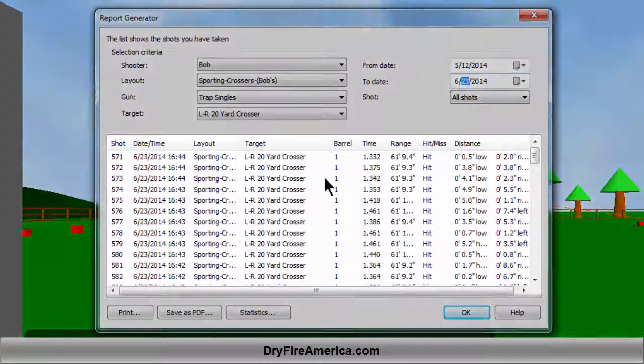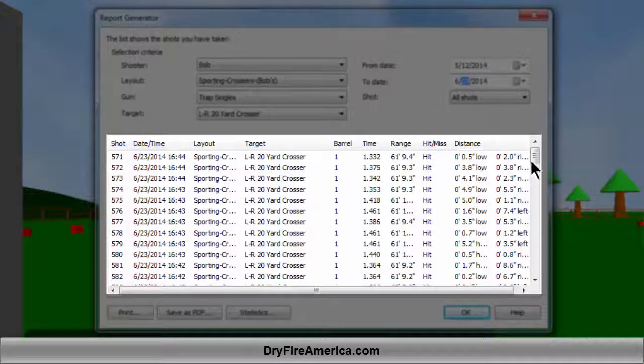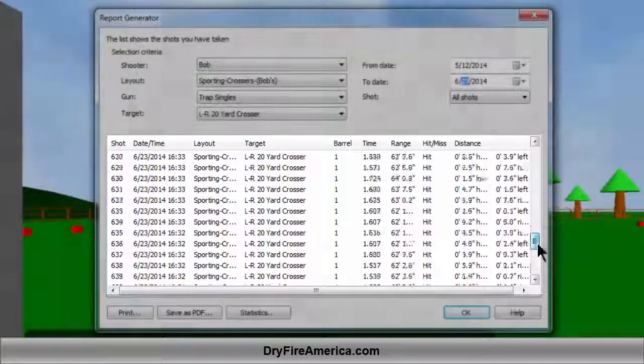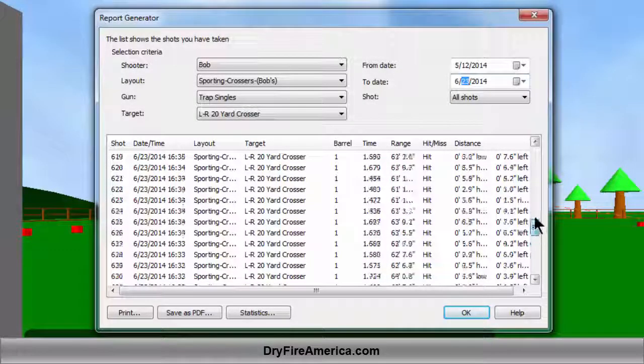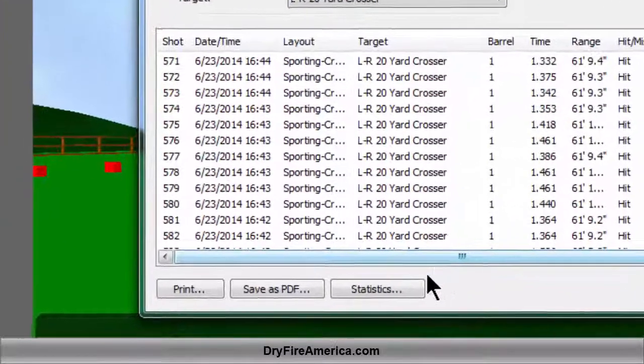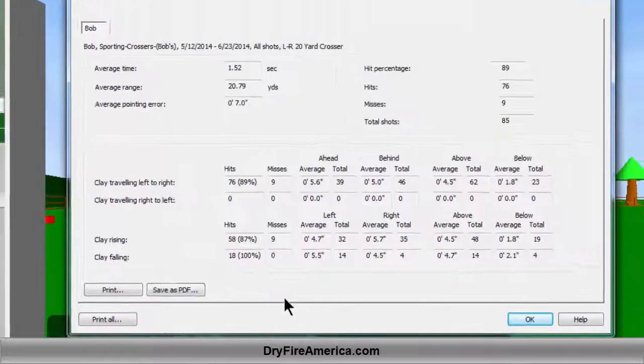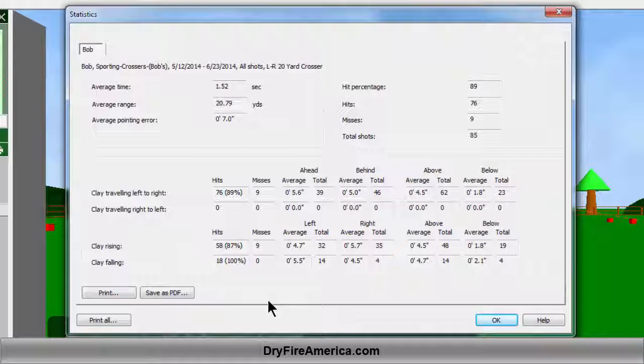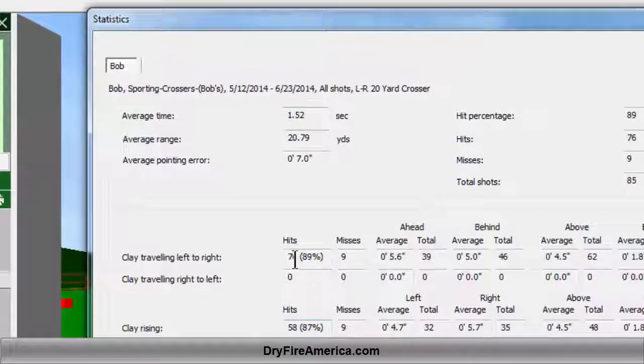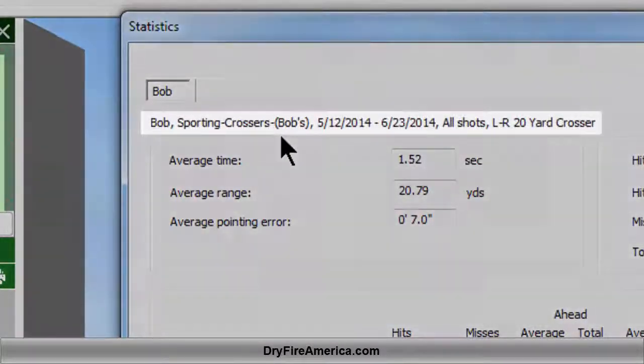So in this data window down here right now, if we were to go over and pull the slider down and count every target in there, there are 85 targets. Now the first thing that the report generator allows us to do is to get some statistical information very simply by clicking on this button. And then in the window that opens, we're going to go through three major areas and talk about what that information means. But before we do that, let's start at the top.